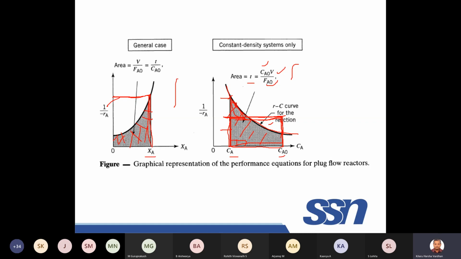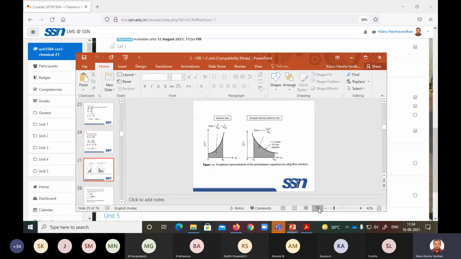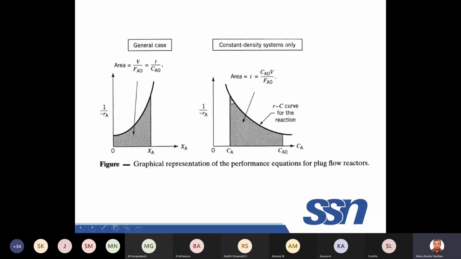Any doubt here? Any doubt? So find out the center of these two, and then draw a line, and then the area of a rectangle is easy to calculate rather than the area under the curve. Yeah, this is the difference between the plug flow reactor and a mixed flow reactor.